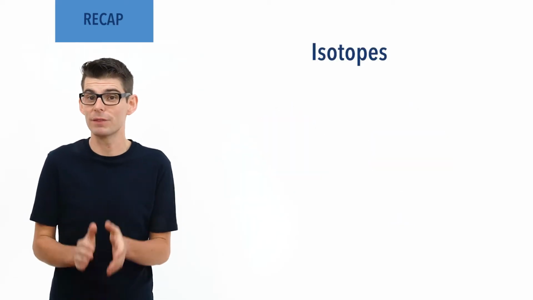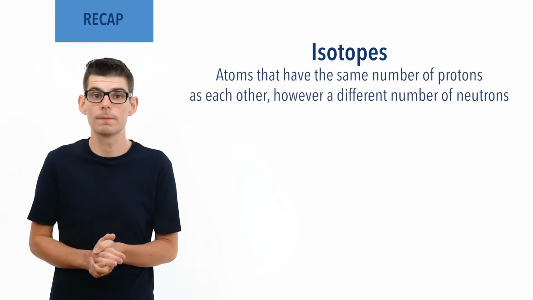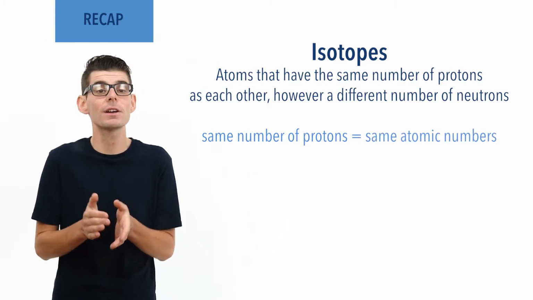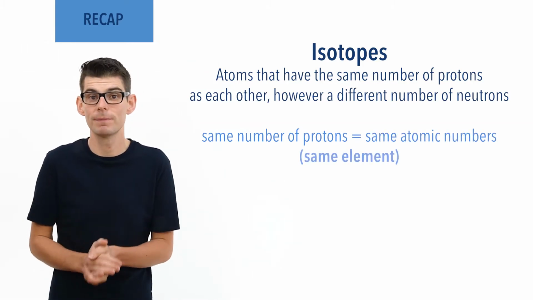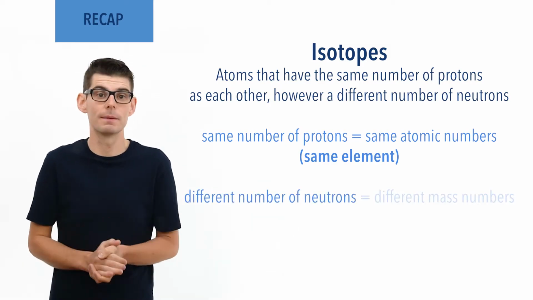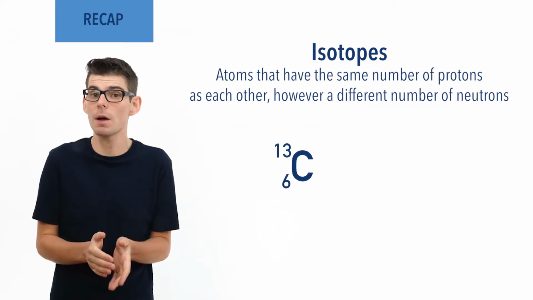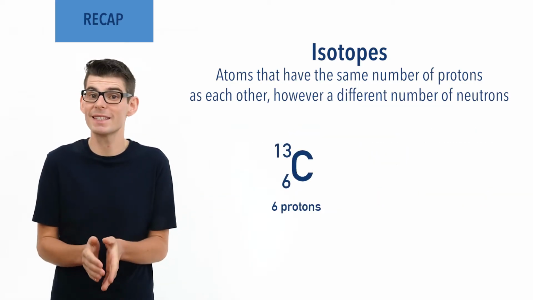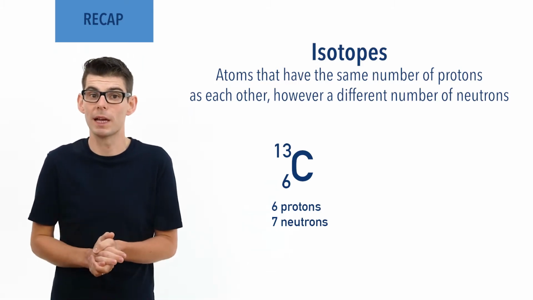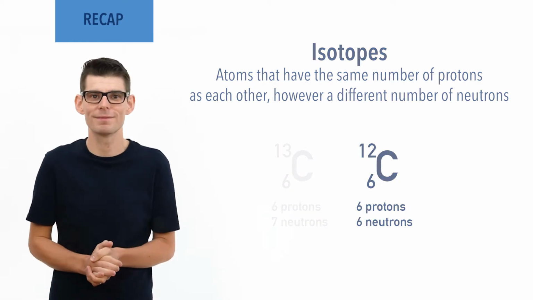Isotopes are atoms that have the same number of protons as each other and a different number of neutrons. As they have the same number of protons, they have the same atomic number and are atoms of the same element. However, as they have a different number of neutrons, they have different mass numbers. For example, Carbon-13 is an isotope of carbon that contains 6 protons and 7 neutrons in its nucleus. The most common isotope of carbon, however, Carbon-12, contains 6 protons and 6 neutrons.